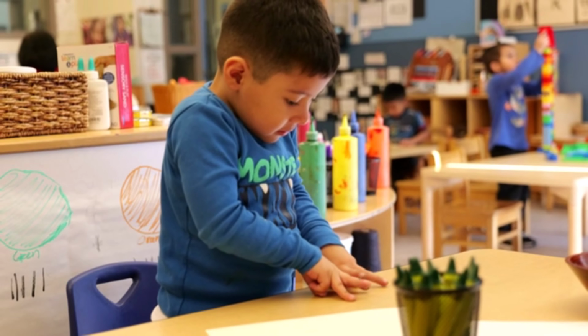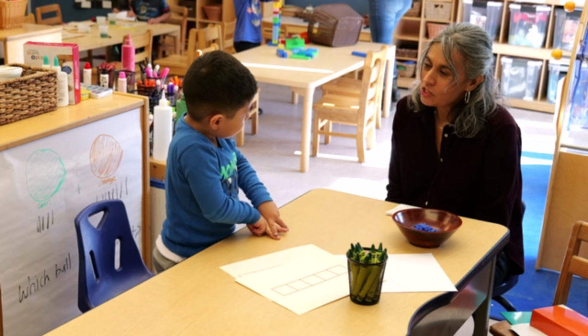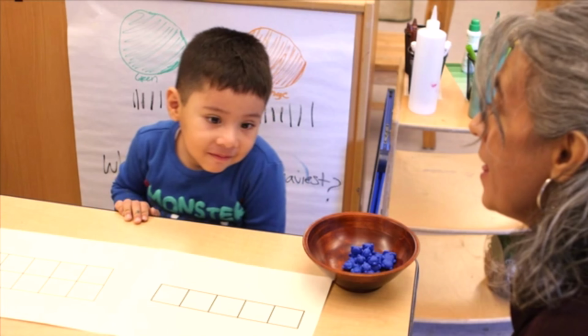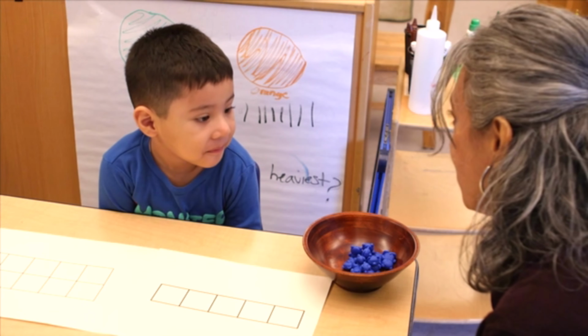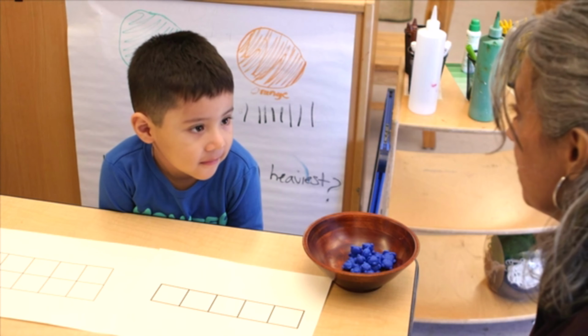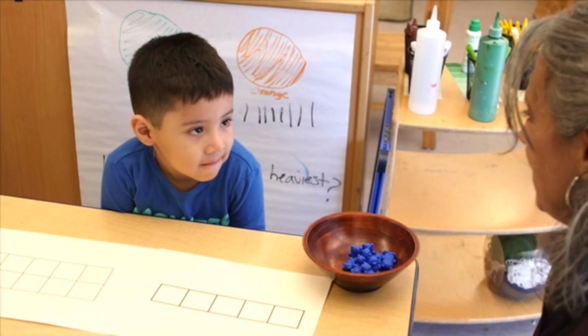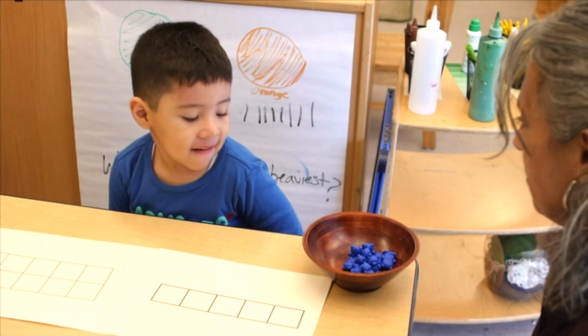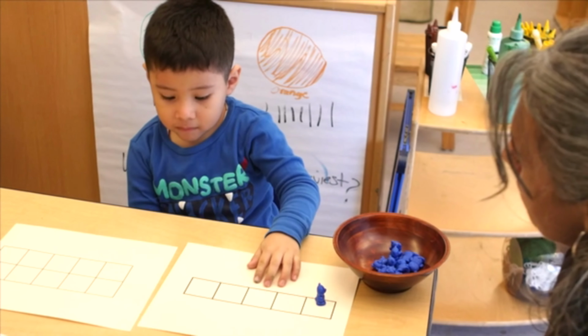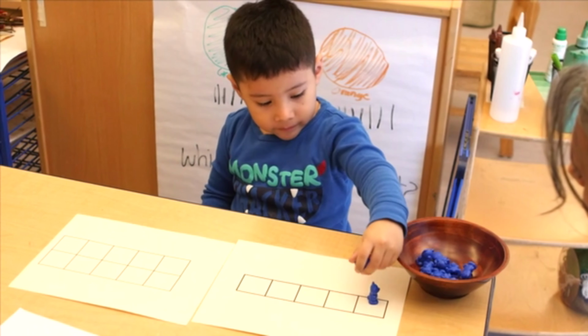1, 2, 3, 4, 5. So how many bears are at the playground? 5. 5 are at the playground now. There were 5 bears at the playground. 2 more bears came to the playground. Now how many bears are at the playground? So you can show me. 5 bears were at the playground.